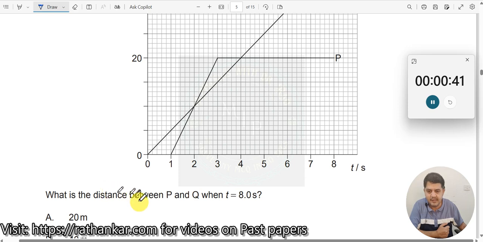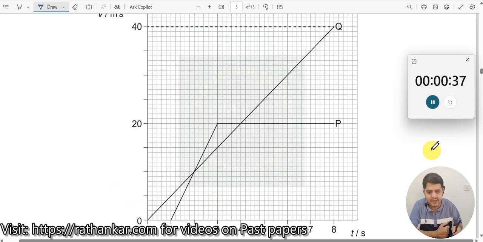What is the distance between P and Q when t is equal to 8 seconds? What is the distance between P and Q when t equal to 8 seconds? So what is it that you need to do? When a Vt graph is given, how do you find distance? Find the area under the curve. Okay, so find the area.